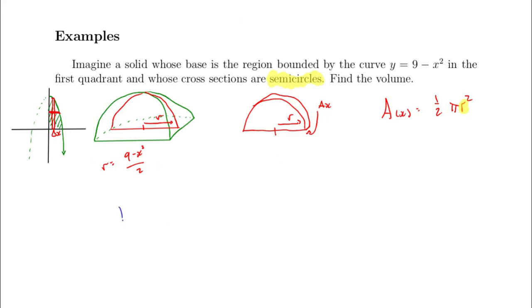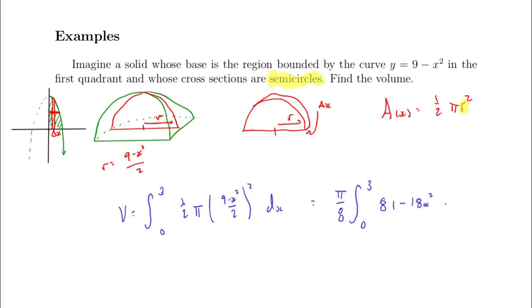So suddenly our integral again becomes not too bad. This is an integral again from 0 to 3. That part hasn't changed because we're still looking at that same base region. But now our area function is going to be half pi times 9 minus x squared over 2 squared dx. What I might do is pull out my pi over 8, right? I'm going to have a denominator of 2 and a denominator of 2 squared. So I'll say this is pi over 8 times the integral from 0 to 3 of 9 minus x squared, which is again 81 minus 18x squared plus x to the 4 dx. And so we should be able to do that pretty easily as well.